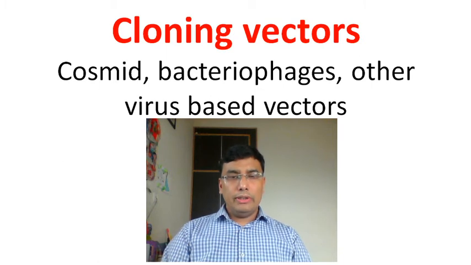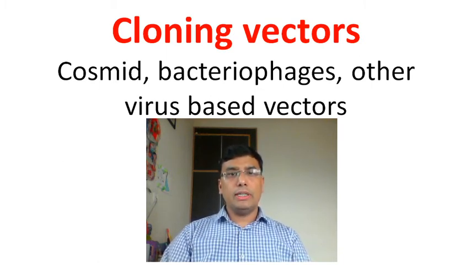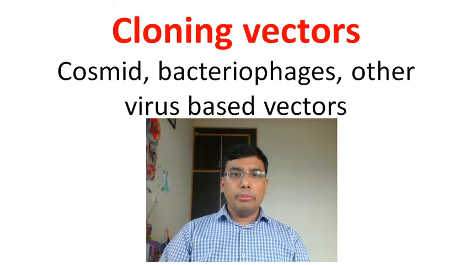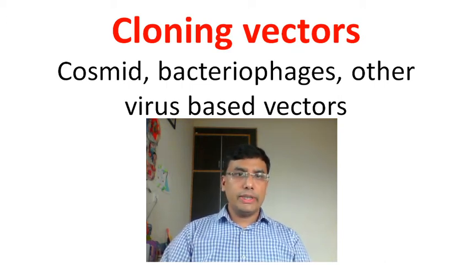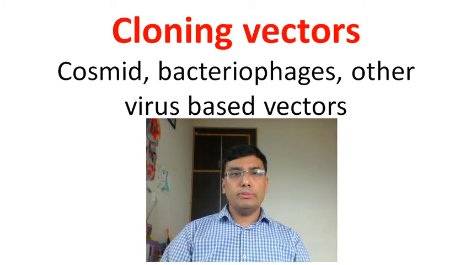And today I will explain to you about cloning vectors. As you know, in the last lecture I explained some plasmid vectors like pBR322 and pUC vectors. In continuation of these vectors, today I will explain Cosmid vectors, bacteriophage vectors, and finally I will discuss some viral based vectors, particularly for insects and mammals.